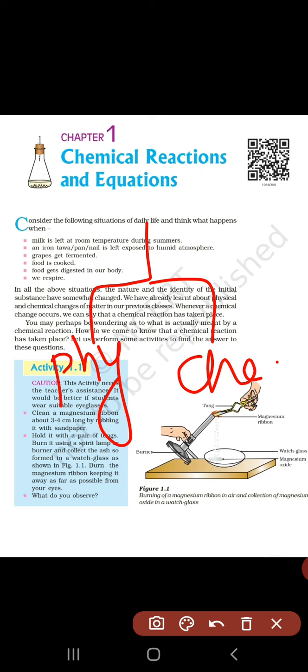In a physical change, if we have a substance and it undergoes a change, only its appearance changes, but its properties do not change. That is a physical change. And in a chemical change, along with the appearance, the properties also change. If a substance, after the reaction takes place, changes in appearance and its properties also change, this is nothing but a chemical change. So changes are of two types: physical change and chemical change.